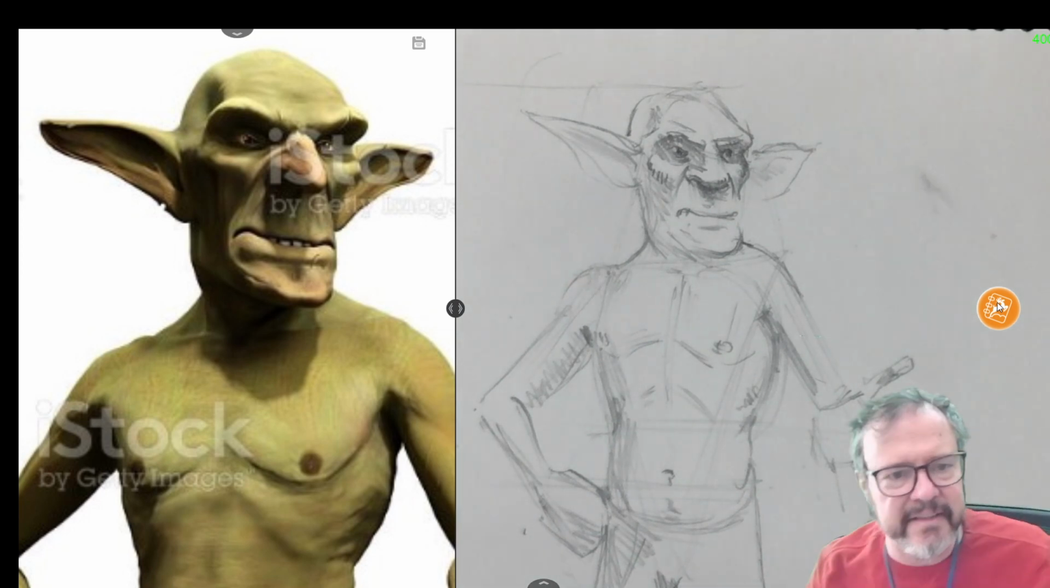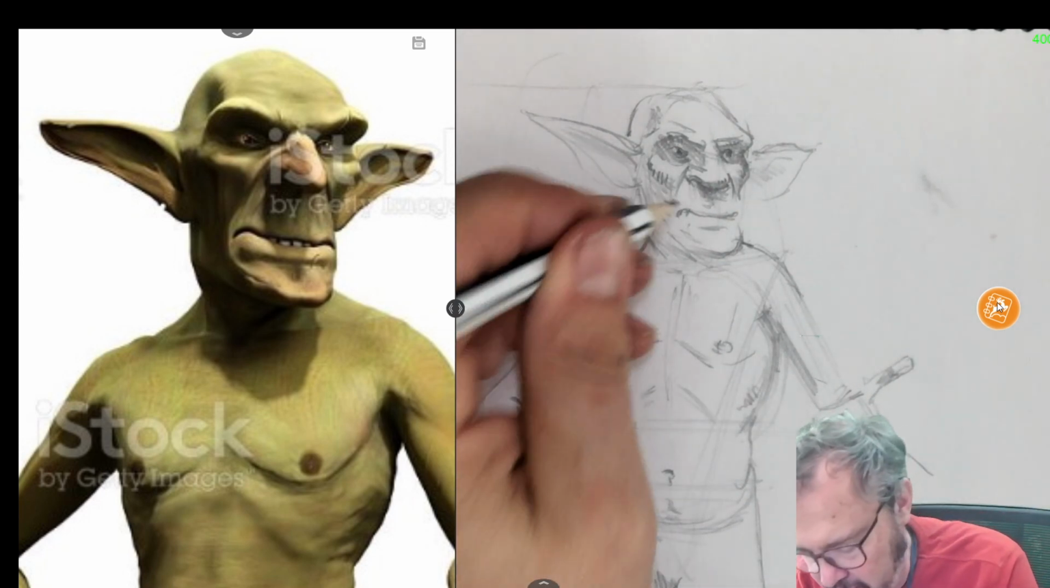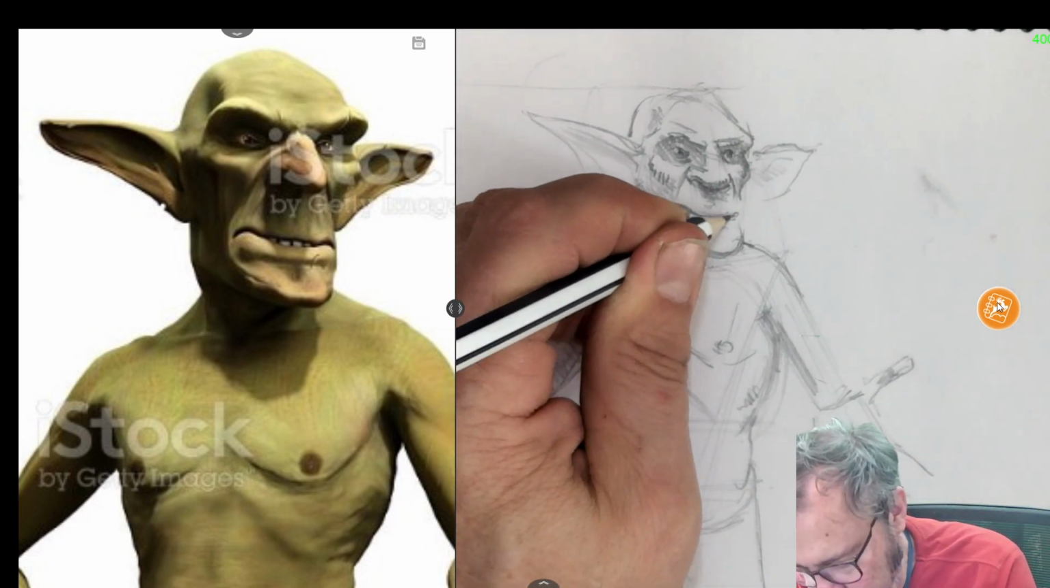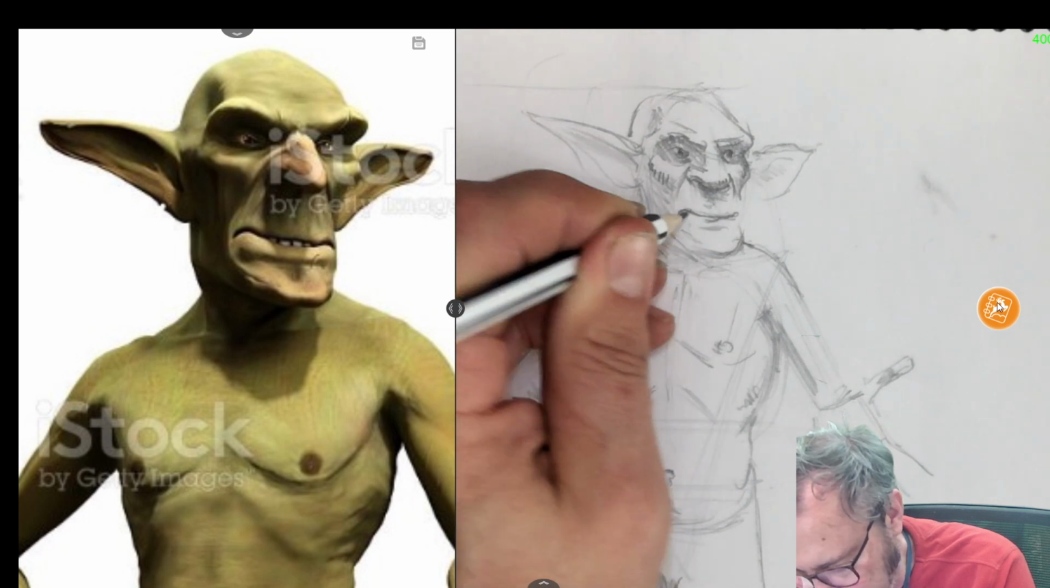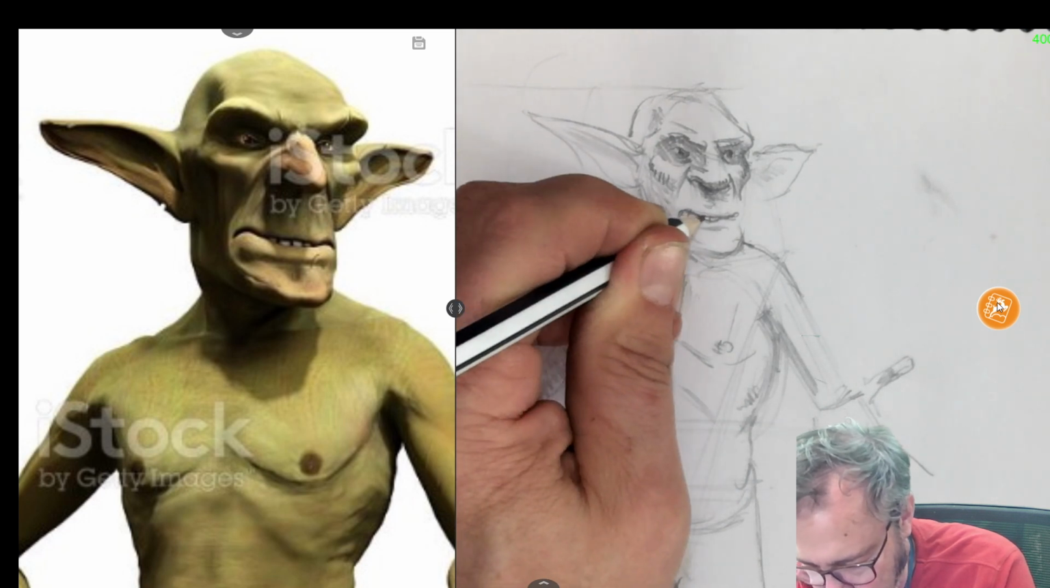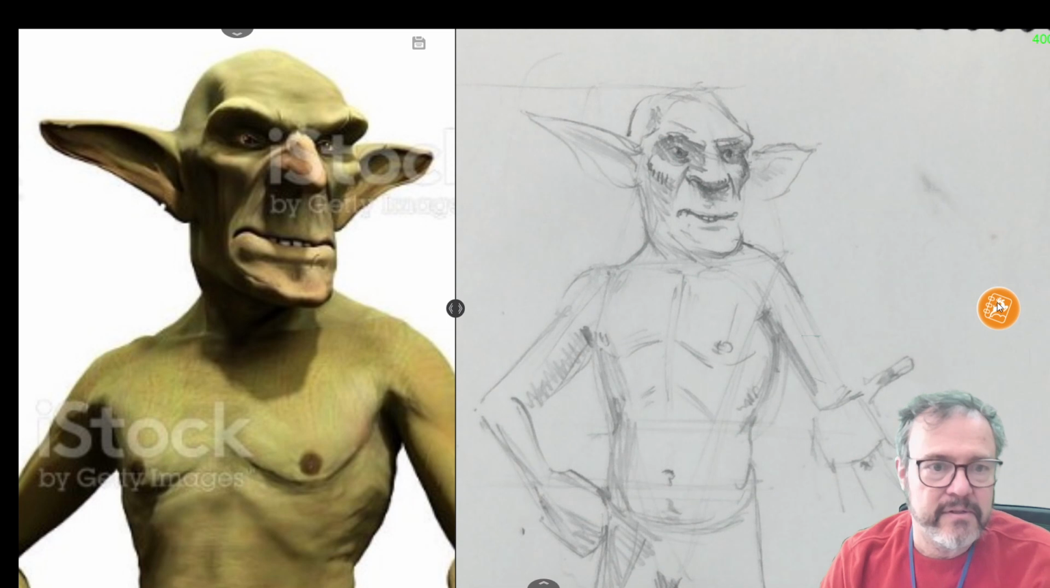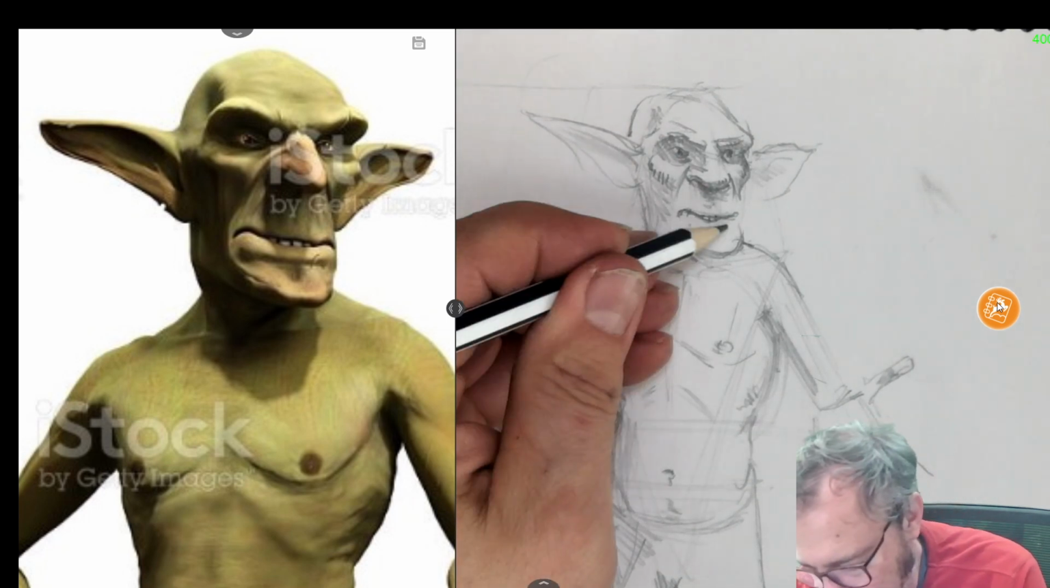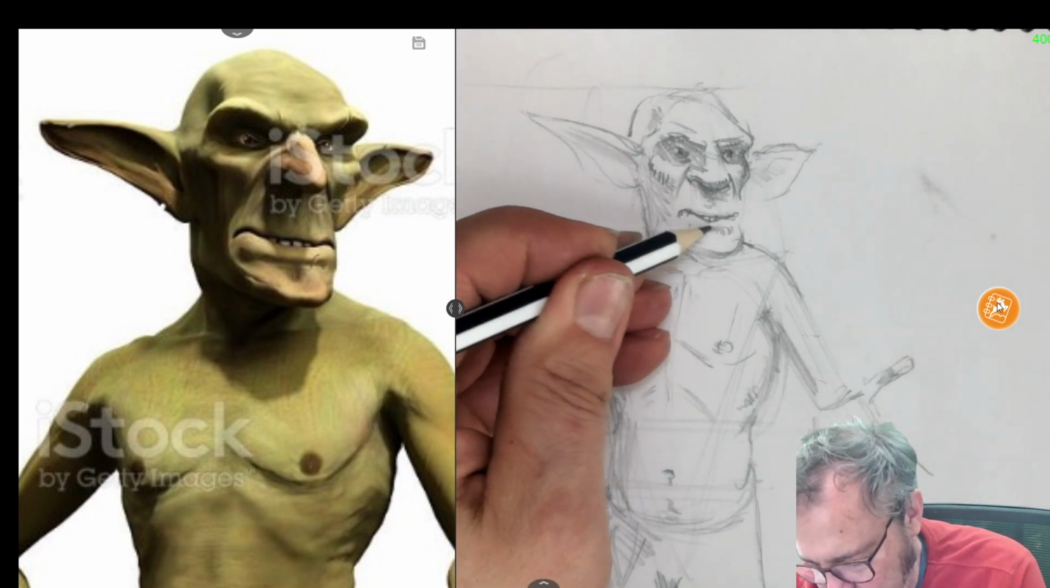So to get this expression, we have to make a second line below the top one to show a little bit of teeth. And we're going to shade across the bottom lip.